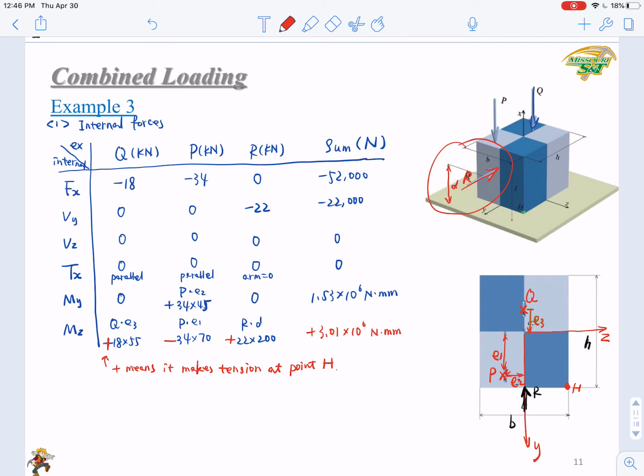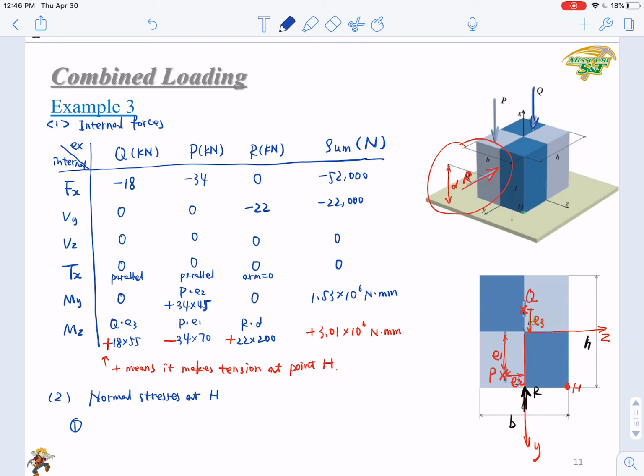Okay, so we're done with step 1. Then we can start to analyze the normal stresses at point H. Okay, the second step, normal stresses at H.